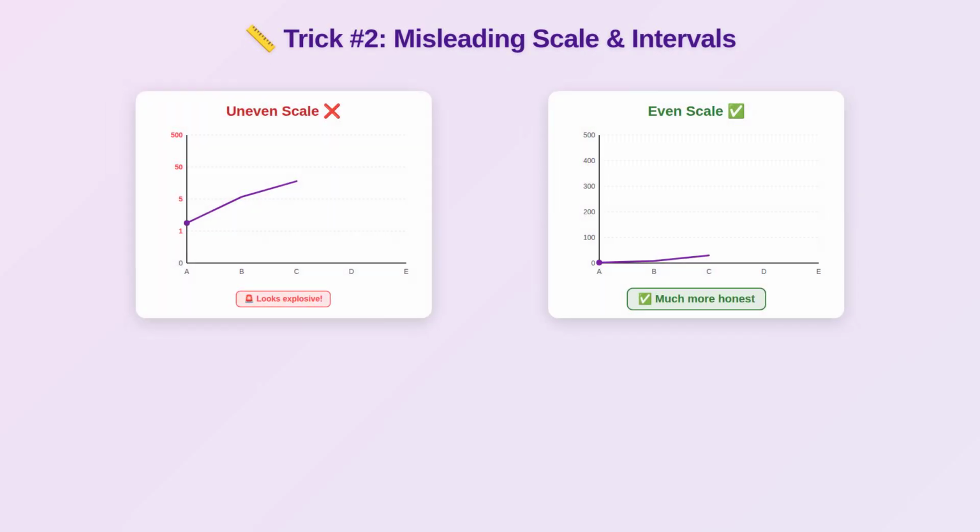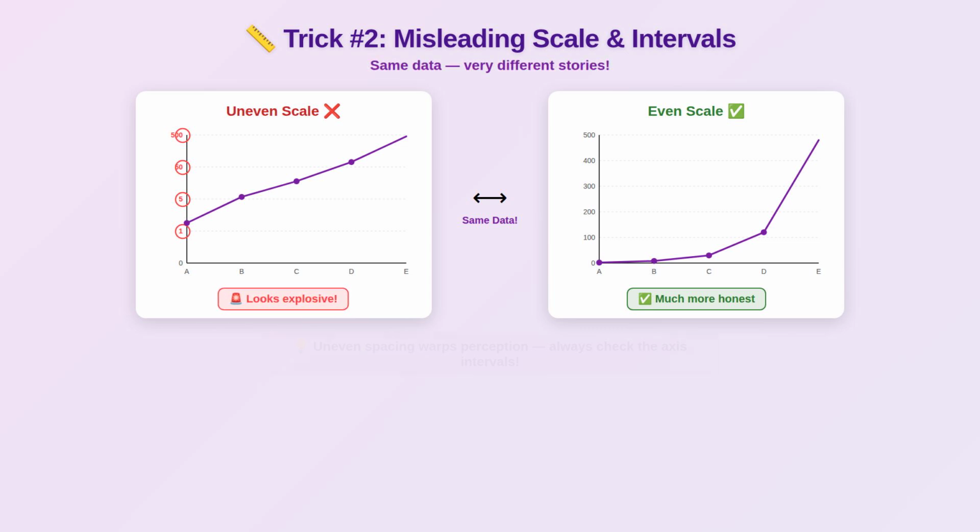Here's another sneaky one, messing with the scale and intervals on an axis. A fair graph uses equal spacing, 0, 10, 20, 30. But a misleading graph might jump like this, 0, 1, 5, 50, 500. That uneven spacing can make a slow, gradual trend look like a sudden explosion, or make a huge jump look totally normal. It's like if someone measured your height in inches for the first 3 years, then switched to feet. Your growth chart would look wild.